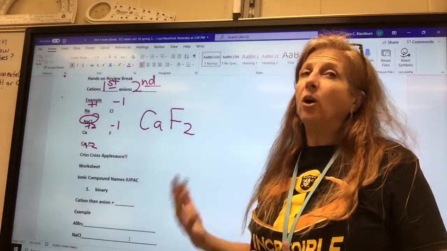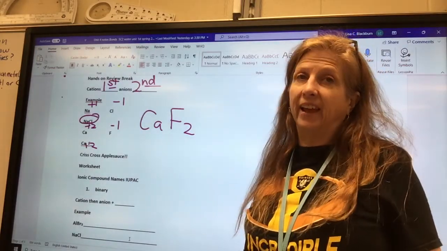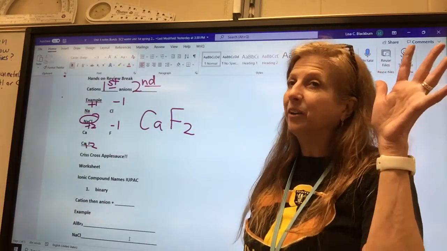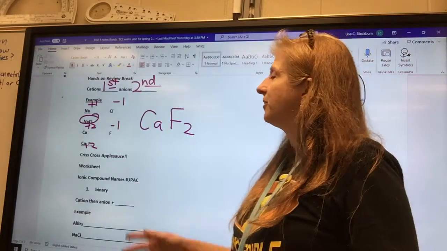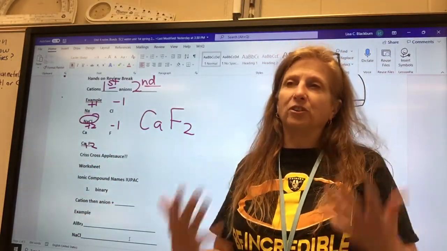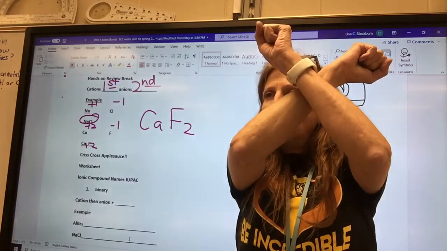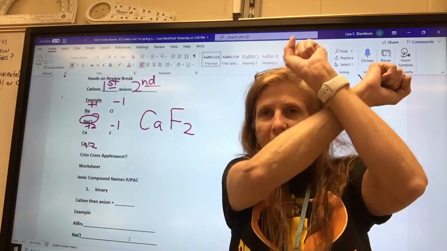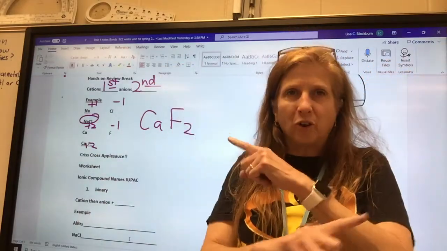Okay, you don't have to go through all of this to get the answer. You don't have to start and draw your Lewis structures and figure out how many you need and all that. All you have to do is, most of the time, there's a shortcut, and this is the symbol for it, crisscross applesauce. Okay, so if you're looking at me and you're doing it wrong, I go, ka-ching. That means you're supposed to crisscross applesauce.